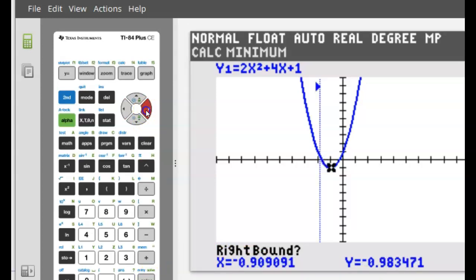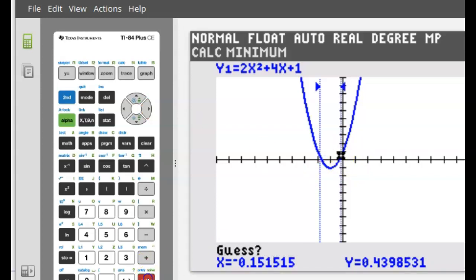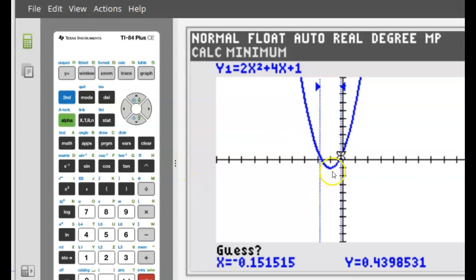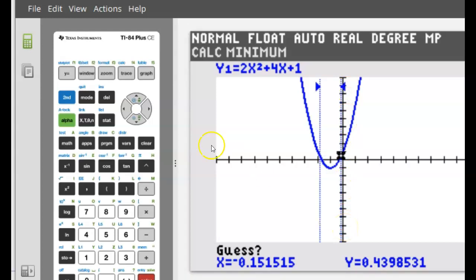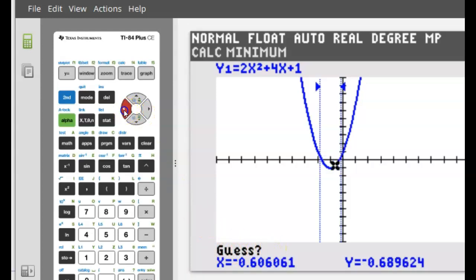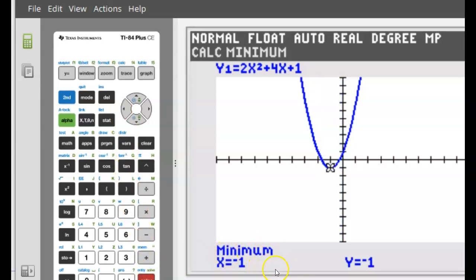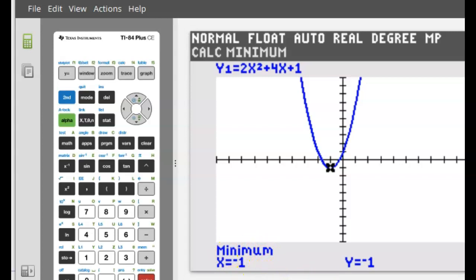And then I want to scroll past the vertex until I'm clearly to the right of it. Or I can type numbers that are to the left and right. But now I need that minimum to be clearly in between those two arrowheads. Even if you have the older calculator, it'll do the arrowheads. It just doesn't give you these nice dotted lines. And then you need to be sure that it says at the bottom here, minimum, okay? So I am still on guess, so I can go back there and guess if I want, or I can just hit enter.